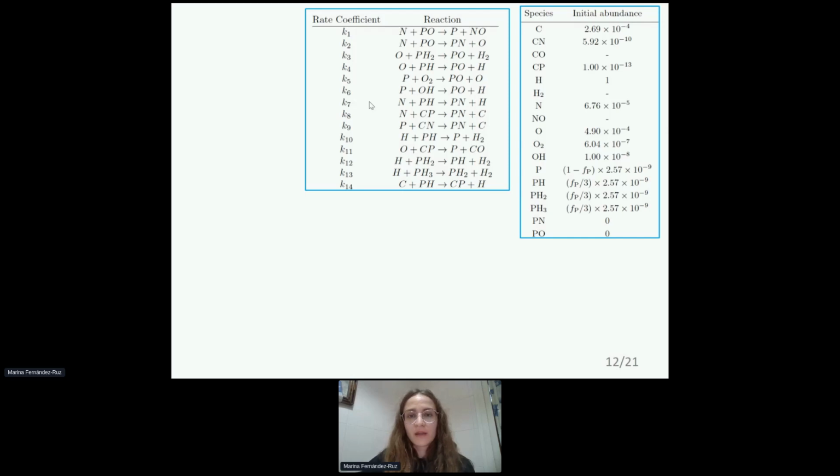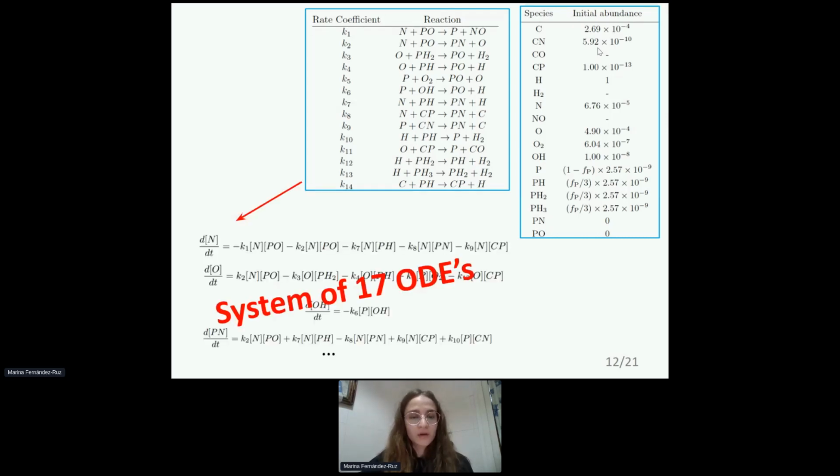So we have the set of reactions and the initial abundances of all the chemical species involved. With this, we can compute a system of 17 ordinary differential equations. This system has the information of the abundances' evolution. The thing is, we need to solve it. So in our work, we were able to solve it not only numerically, but also analytically under certain assumptions that I'm going to explain next.